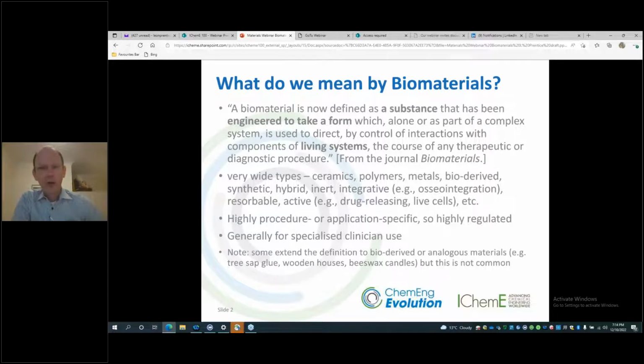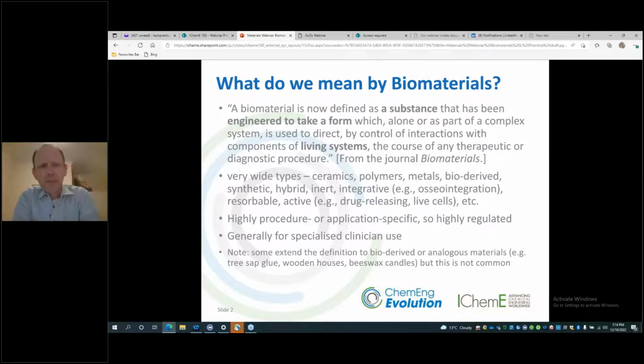I will note that when a lot of people talk about biomaterials, they also mean bio-derived materials. Now that ends up being another whole big discussion. Tree sap glue, wooden houses, beeswax candles, even the paper on which you take your notes could be considered as bio-derived materials, but I'm not talking about that as much. I'm talking about the biomaterials themselves.